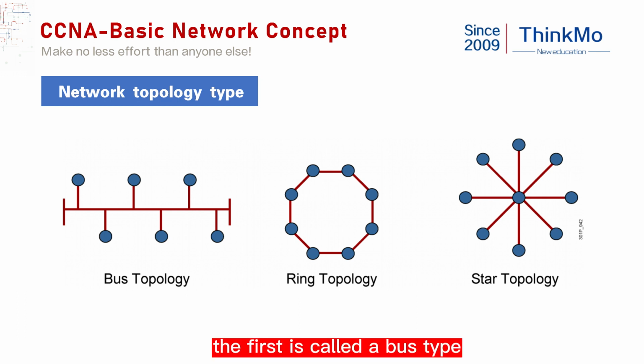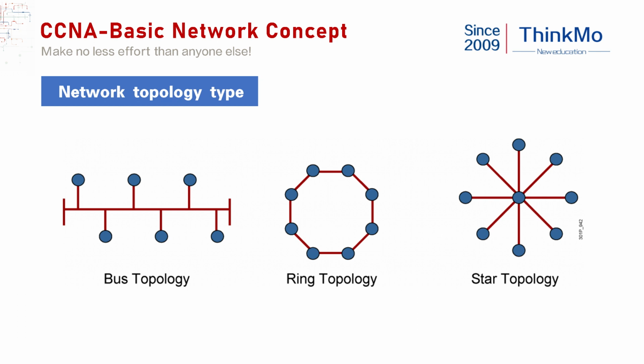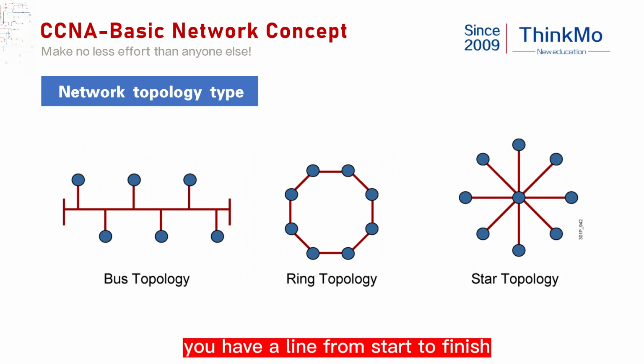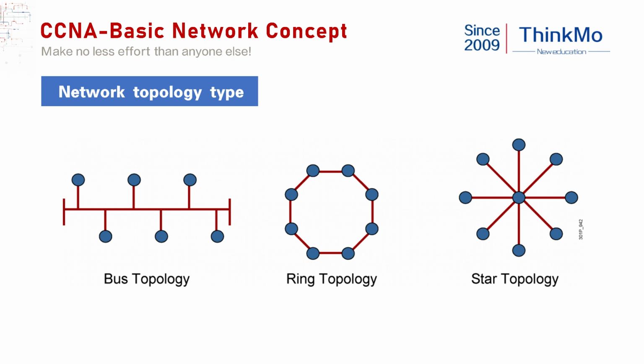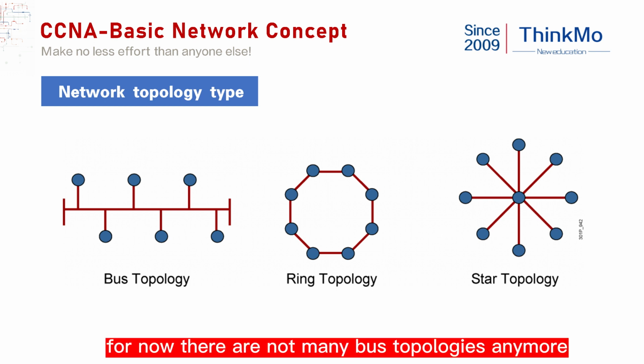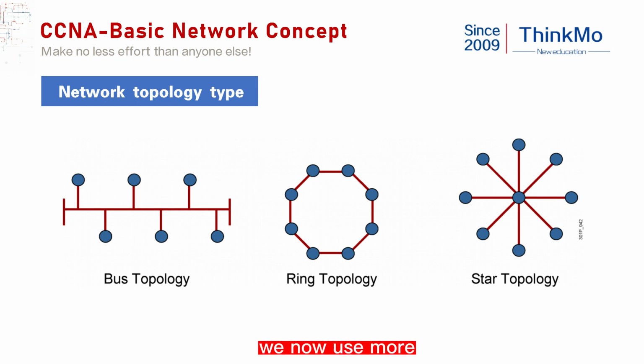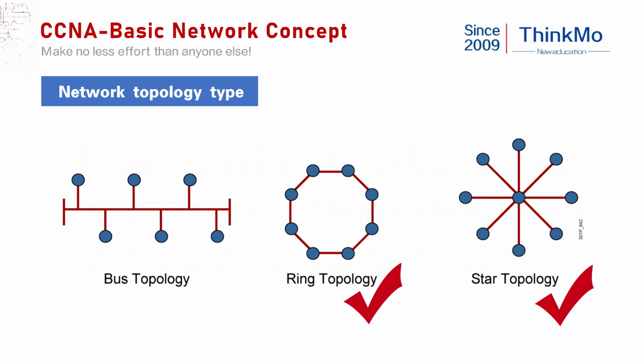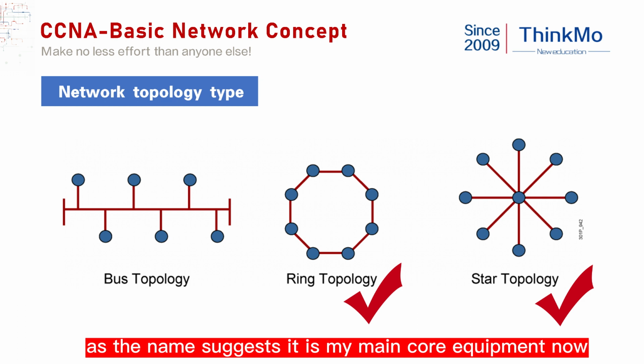The first is called bus topology. What is a bus? You have a line from start to finish. But it is less used now. We call this a shared network. For now, there are not many bus topologies anymore. We now use star and ring more. As the name suggests, ring is now used more for my main core equipment.